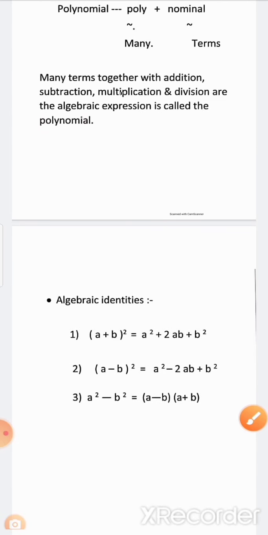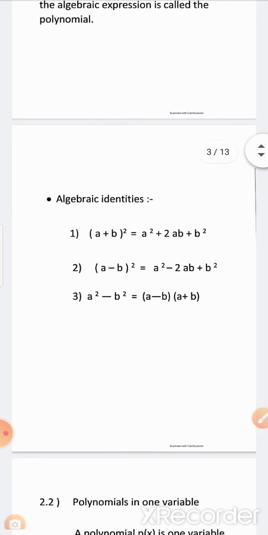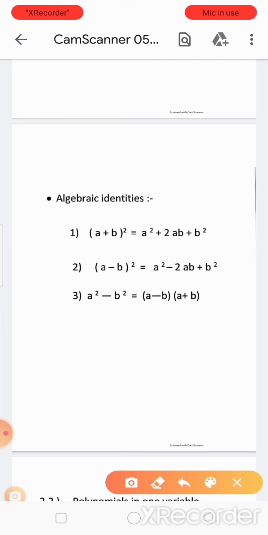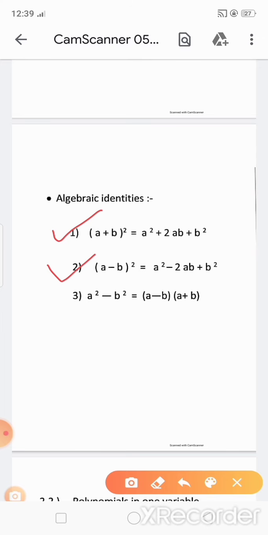Now, in other classes we all studied the expressions of polynomials, also factorization of polynomials, and studied the identities. Now recall the identities. Identity 1: a plus b whole square is equal to a square plus 2ab plus b square. Identity number 2: a minus b whole square is equal to a square minus 2ab plus b square. Identity number 3: a square minus b square is equal to (a minus b) multiplied by (a plus b). How to find these identities we studied in earlier classes.